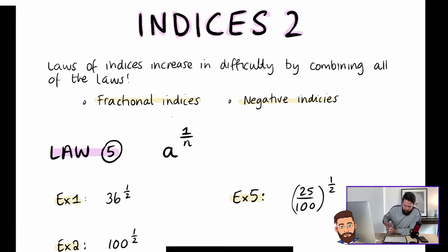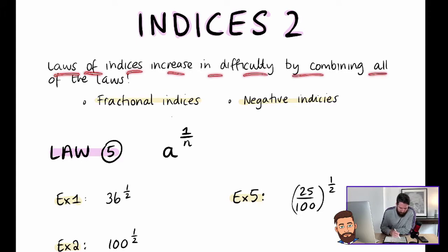So the first thing I've written here is laws of indices increase in difficulty by combining all of the laws. So the first thing you need to know is what are all the different laws and how do they work? And then they start to make them harder by combining them. And we'll see this in further examples today.